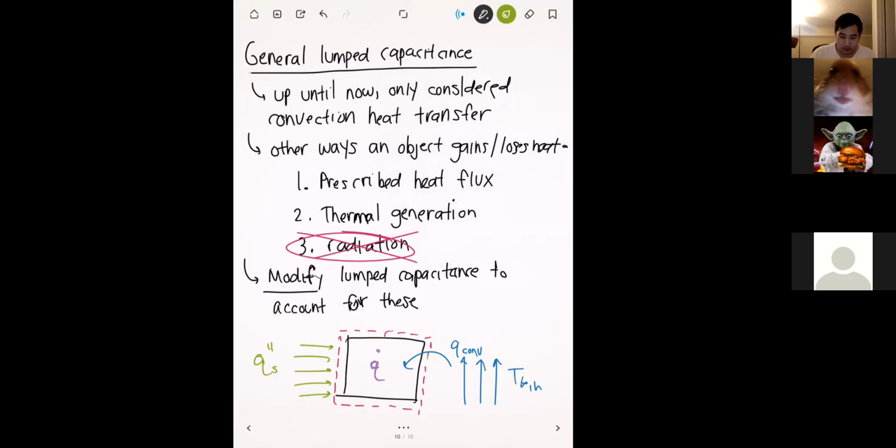Okay, so let's go ahead and start modifying our equation. In the base lump capacitance method, we have rho V c times dT/dt, and this is equal to Q convection. So that's what we had before. But now we're also going to add the other stuff: Qs double prime plus Q generation.